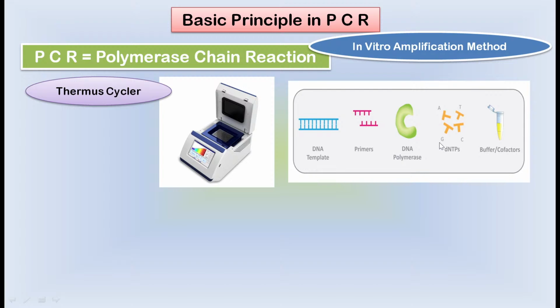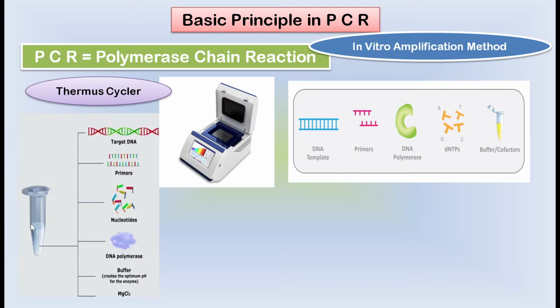adding A, T, G, C, the dNTPs, deoxyribonucleotide triphosphates. We need to add them to the PCR for amplification. And in order to maintain constant pH and other conditions, we need to add buffers and cofactors. Buffers and cofactors means magnesium generally. These are all the components we need to run the PCR.